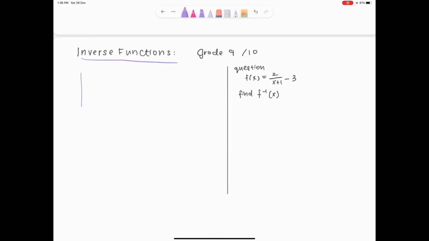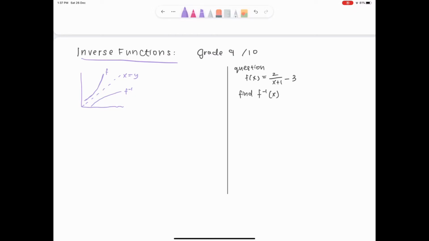When you have a graph here, maybe it looks like this. To get the inverse, you have to draw the line y equals x, and you have to reflect the graph over this line. So now we're going to reflect it like that. That would be the inverse of this graph.